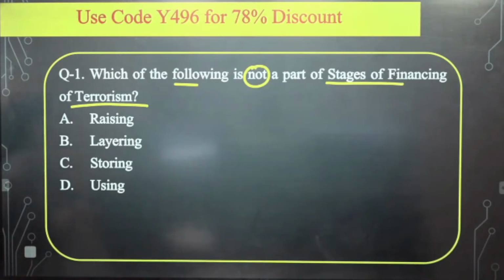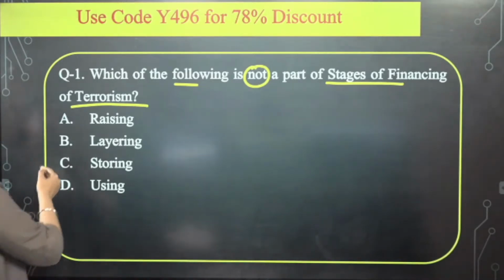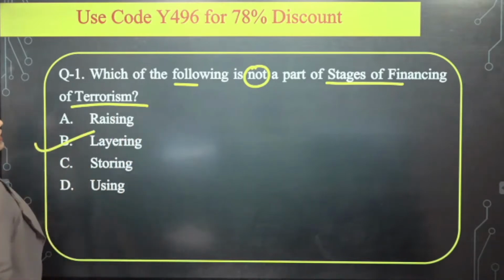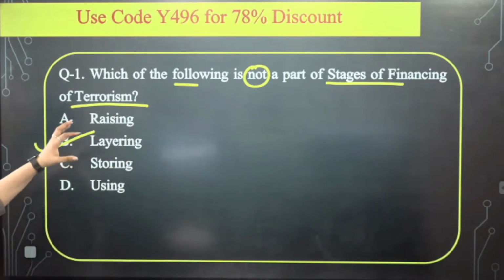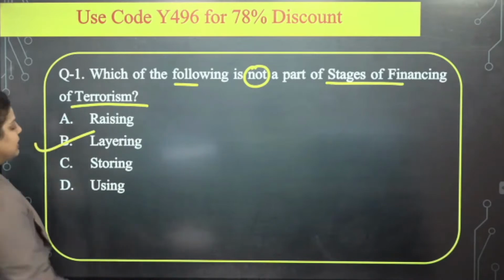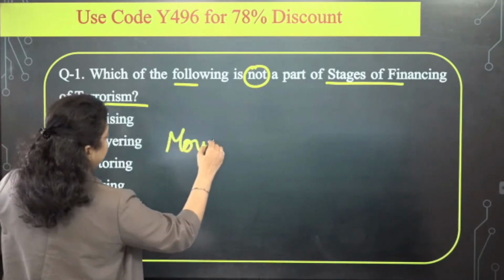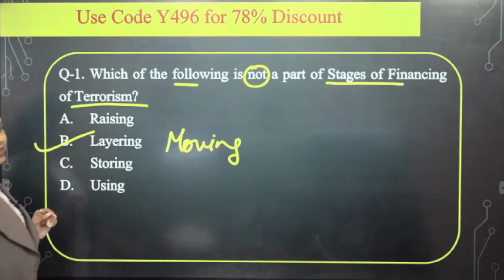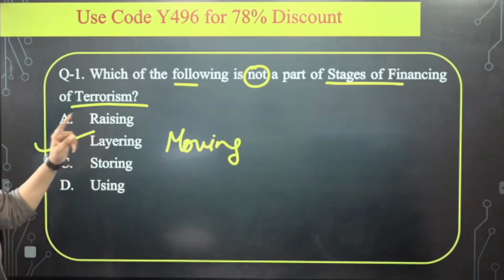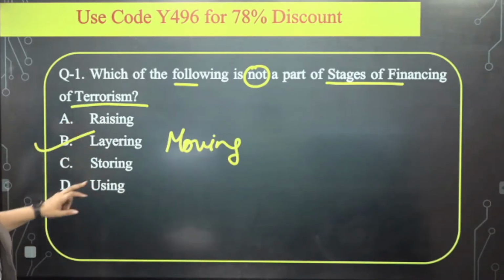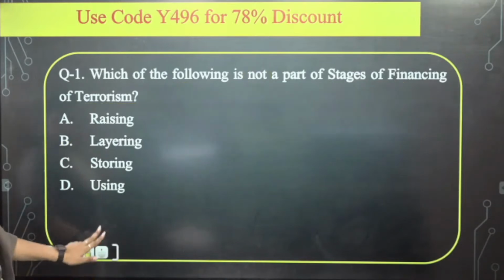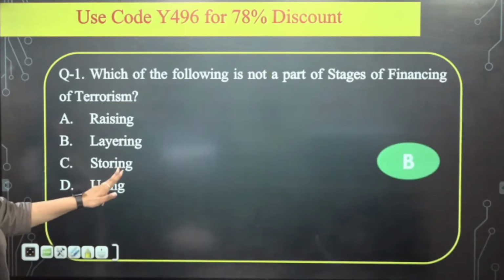The right answer for this question will be layering, because layering is not a stage of financing of terrorism. It is a stage of money laundering. So raising is there, moving is there, and apart from that, storing and using. These are the 4 stages of financing of terrorism. So the right answer will be the B option.